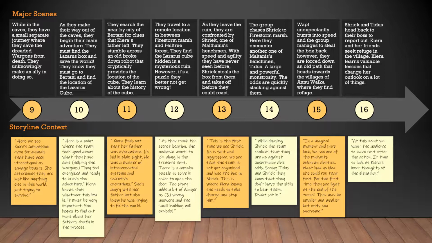In scene 9, while in the caves, our storyline splits. Kiara and her friends have a separate journey where they save the dreaded Worgons from death. In doing so, they unknowingly make an ally. Here we see Kiara's compassion for animals that have been stereotyped as savage beasts. She determines that they're just like anything else in the world, just trying to survive.